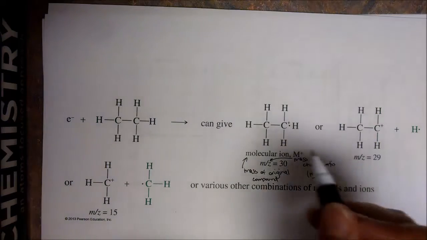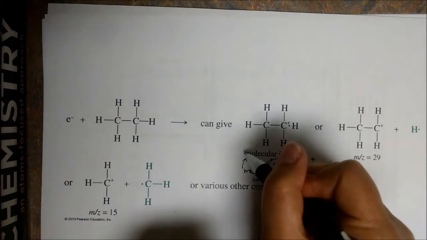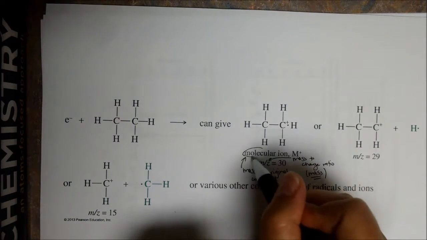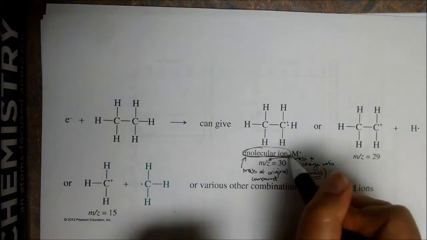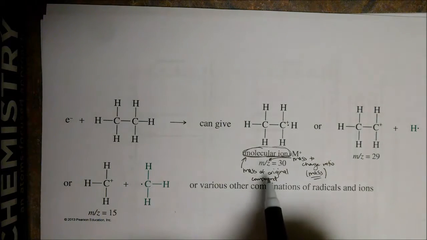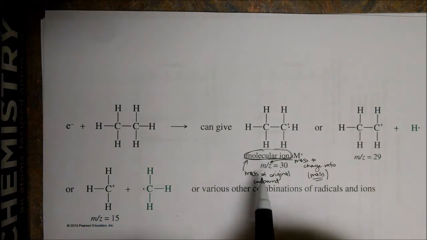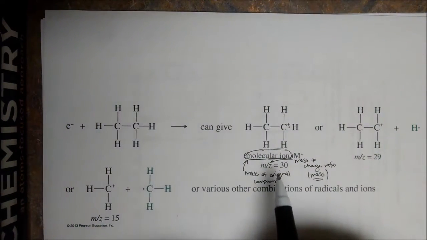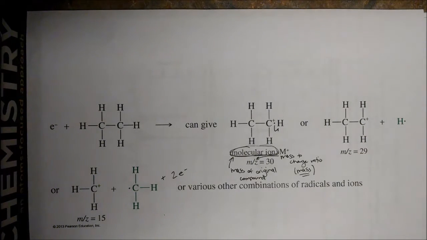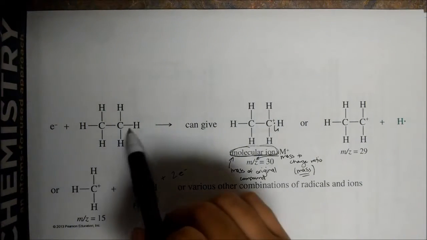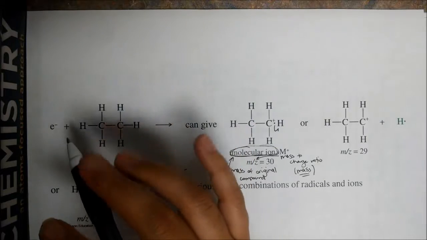And again, this is our molecular ion, and this is the thing that we are often looking for. We care about the molecular ion because it has the same mass as our original compound. But like I just said, when we bombard our sample with a bunch of electrons, a bunch of different things can happen.